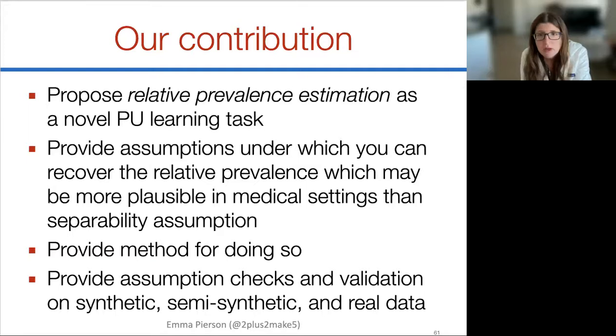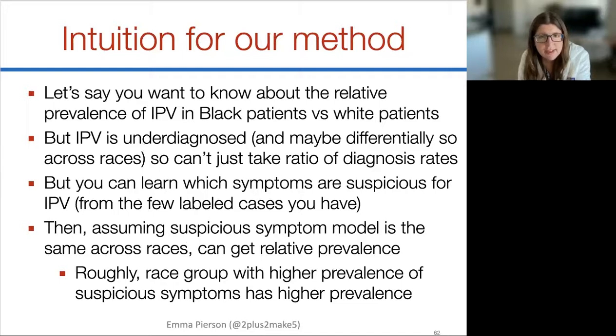So our contribution here is to propose relative prevalence estimation as a novel task in the PU learning setting. Previous work has largely focused not on relative prevalence estimation, but on absolute prevalence estimation. We provide assumptions under which you can recover the relative prevalence, which we think are more plausible in medical settings than the separability assumption. We provide a method that applies these assumptions, and we provide checks for the assumptions. Then we show that the method works reasonably well on synthetic, semi-synthetic, and real data. To give the high-level intuition for this method, this is the no-math version. Let's say you want to know about the relative prevalence of IPV in Black patients versus white patients.